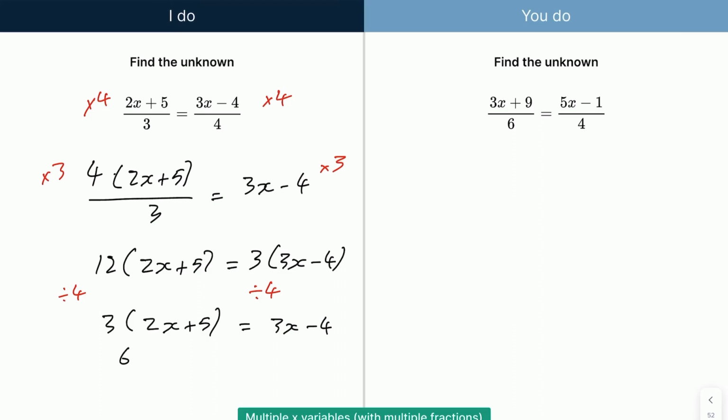And now if I expand this out, that's 6x plus 15 is equal to 3x minus 4. And if I now subtract 3x from each side, that becomes 3x plus 15 is equal to minus 4. And now if I do minus 4 minus 15, that becomes 3x is equal to minus 19, which then gives us a final answer of minus 19 over 3 in its simplest form. And if you substitute that back into here, you'll find that both sides are equal to each other.